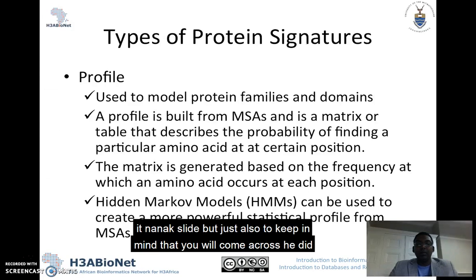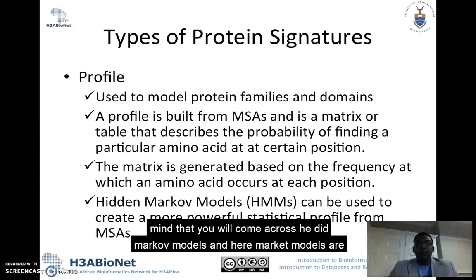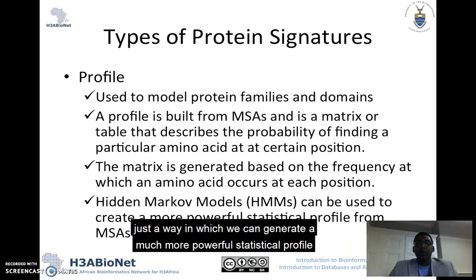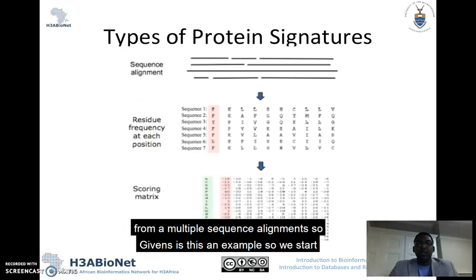But just also to keep in mind that you will come across hidden Markov models, and hidden Markov models are just a way in which we can generate a much more powerful statistical profile from a multiple sequence alignment.